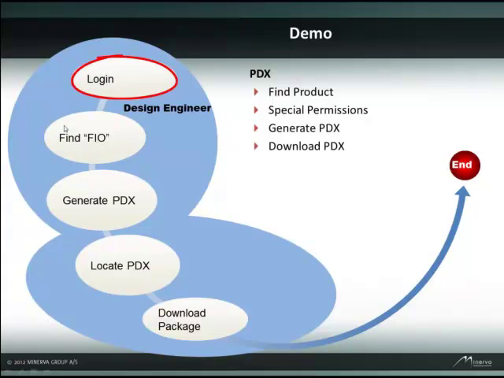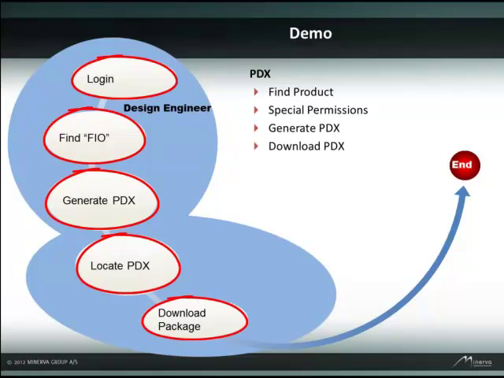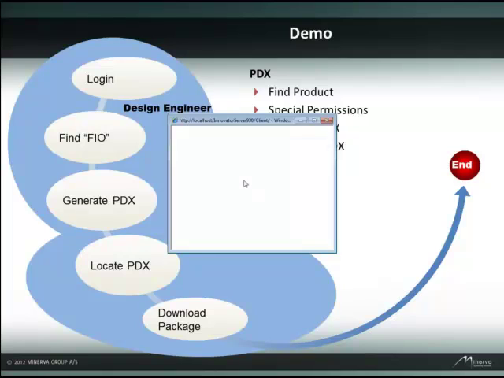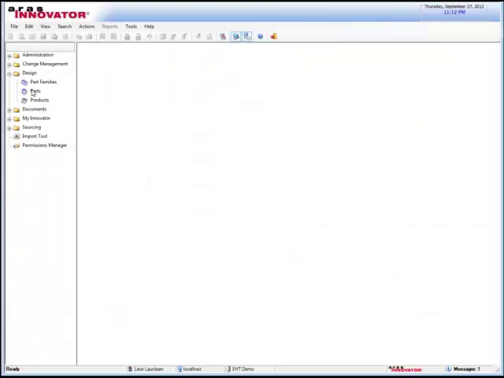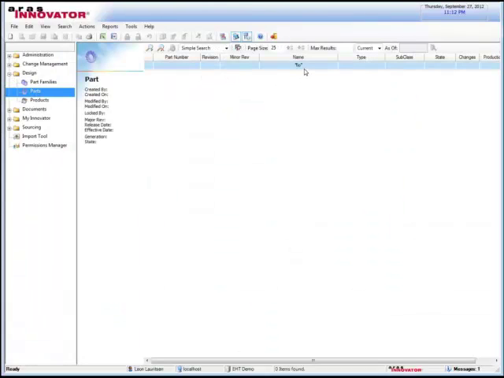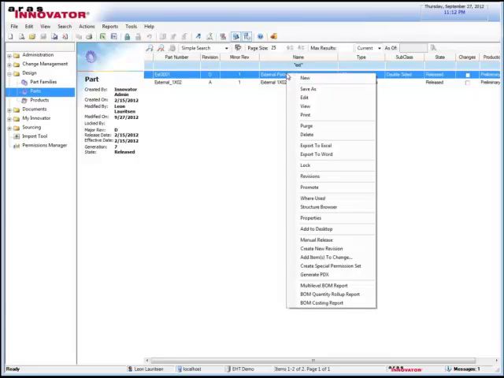So we will log in as the design engineer, we will find our product, we will generate the PDX package of that, locate it, download it, and view it inside a PDX viewer. So let me log back in. I'll log in as the design engineer. We have already set up, as previously illustrated, a set of permissions for a particular product. We call it external subassembly.